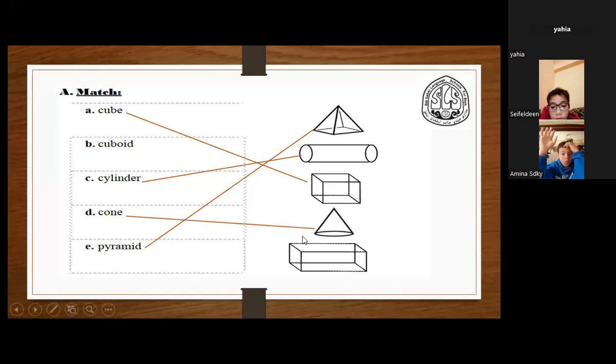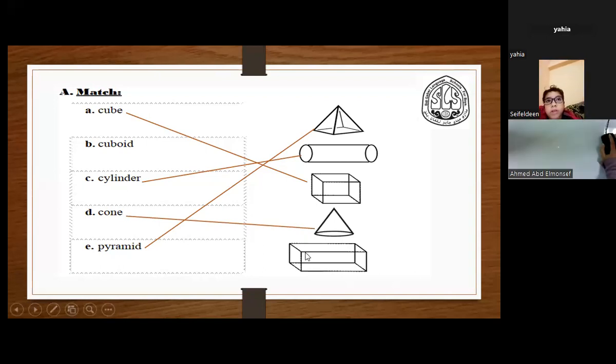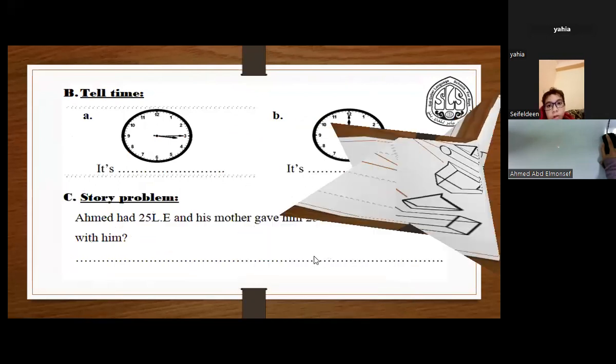Okay, Abdulrahman al-Shazli. The last 3D shape is called what? Cuboid, excellent. Excellent, Abdulrahman. So I will match the boy with cuboid. All understand? Yes. Okay, let's go.